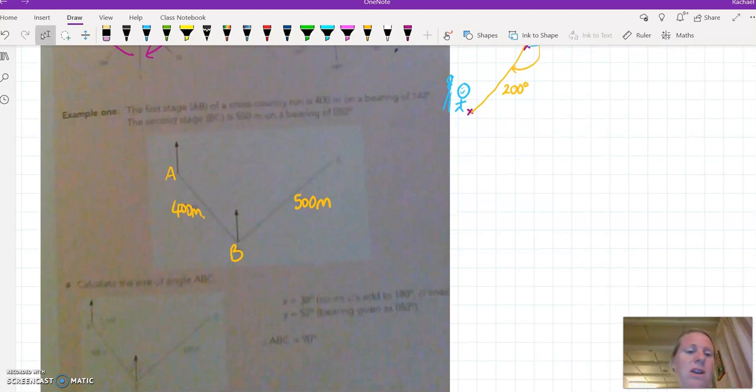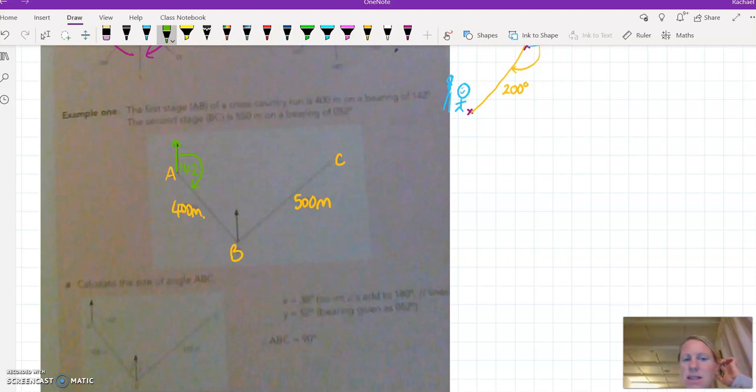So the first one is calculate the size of angle ABC. Okay, so let's first of all just check on what we know from what they told us in the original explanation. So they told us that the bearing is 142 for AB. Okay, so let's put that in. So from north, we've got to have that line pointing north, and it was 142. So all the way around to that line AB is 142.